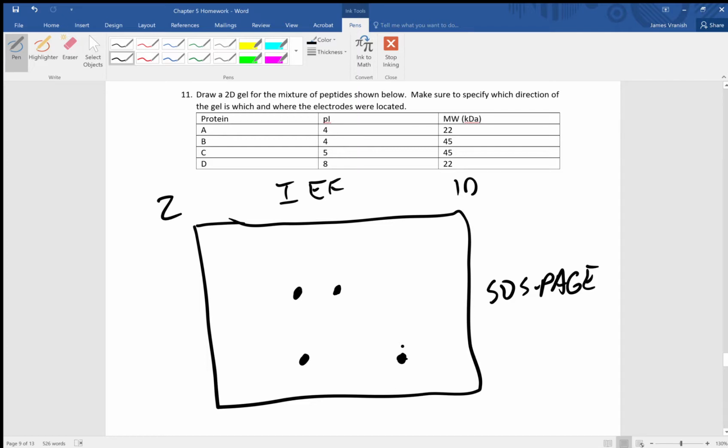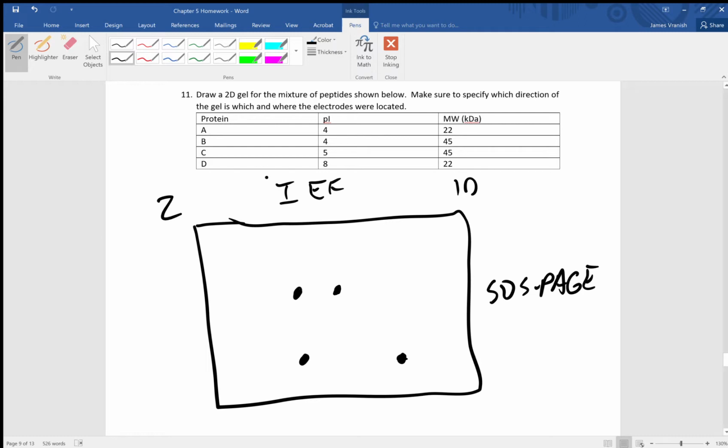Question number 11 asks you to draw a 2D gel for the mixture of peptides shown below. Make sure to specify which direction of the gel is which and where the electrodes are located. All right, so this would now be our SDS page gel, or our 2D gel.